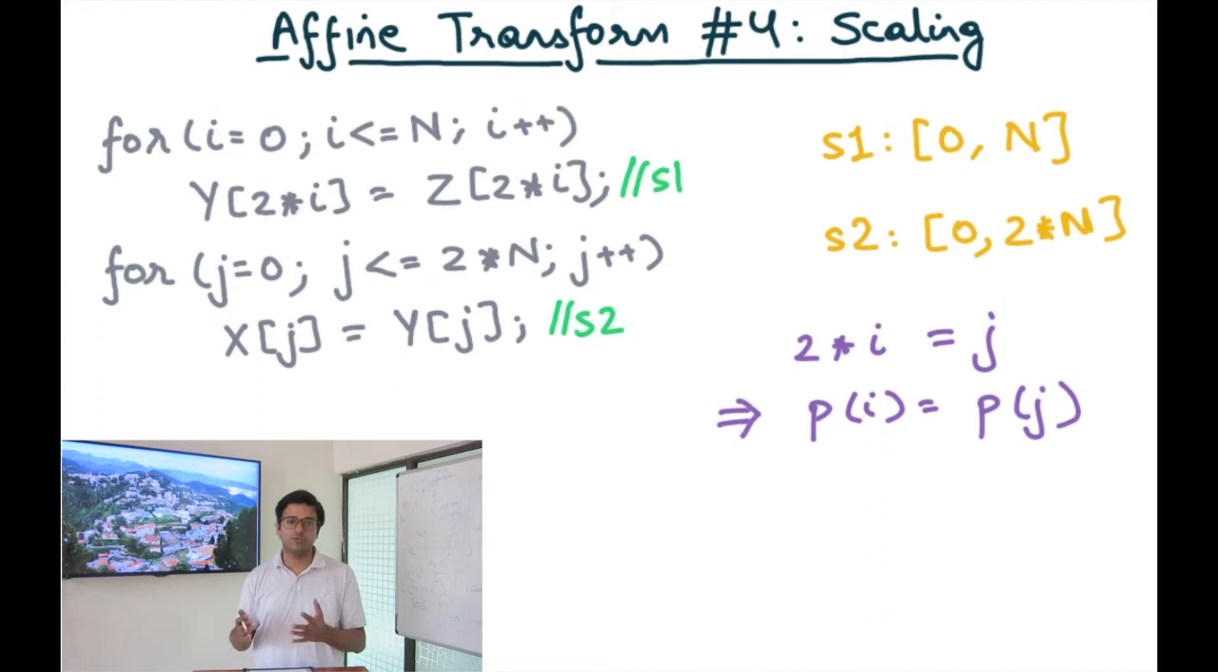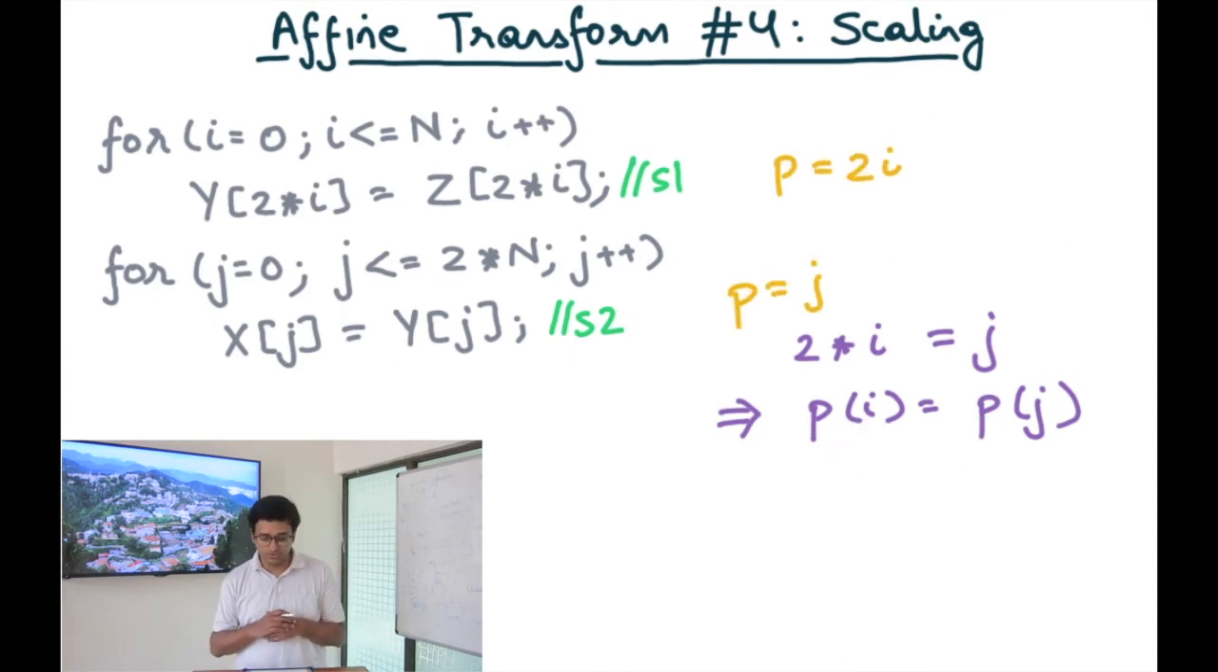Capital F i plus small f equals capital F prime i prime plus small f prime. That boils down to 2i equals j. And whenever this is true, it must be true that C i plus small c equals C prime i prime plus small c prime, and that gives me P i equals P j. I want the maximum rank solution for P. It turns out that the maximum rank solution is the rank of the iteration space itself, where I say p equals 2i for S1 and p equals j for S2.